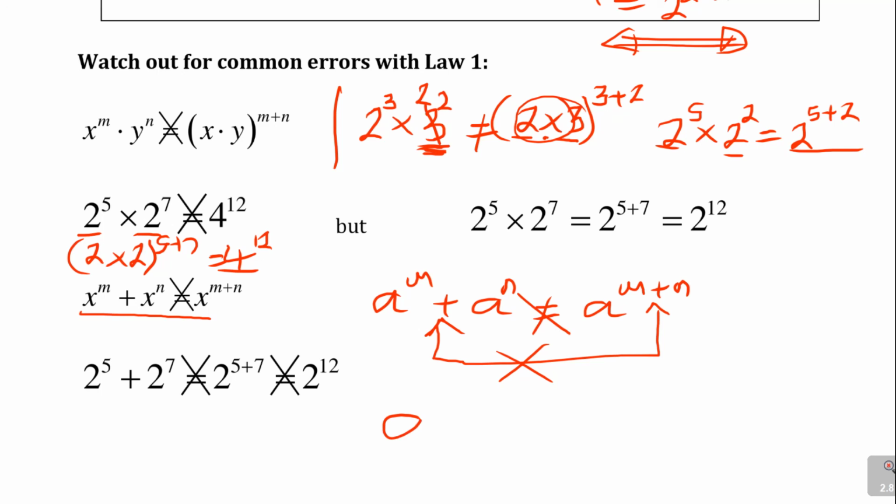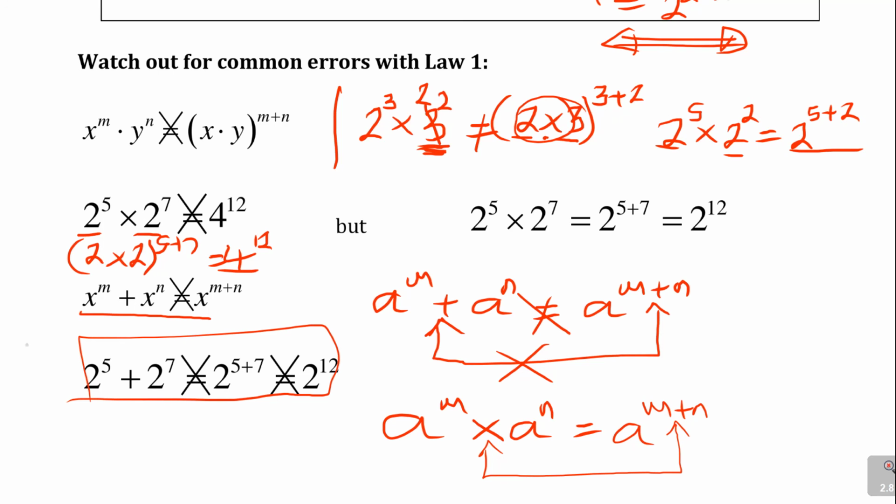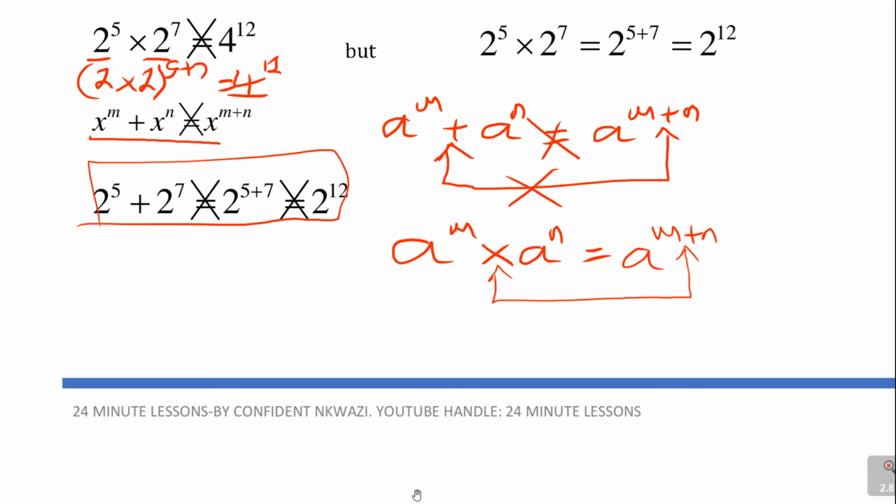There must be a to the power m times a to the power n, then it's a to the power m plus n. See, multiplication means addition on the exponents. Don't forget that. So if they come and say 2 to the power 5 plus 2 to the power 7, you cannot say it's 2 to the power 5 plus 7. You get that wrong. Test that with the calculator. You will see that it doesn't work.